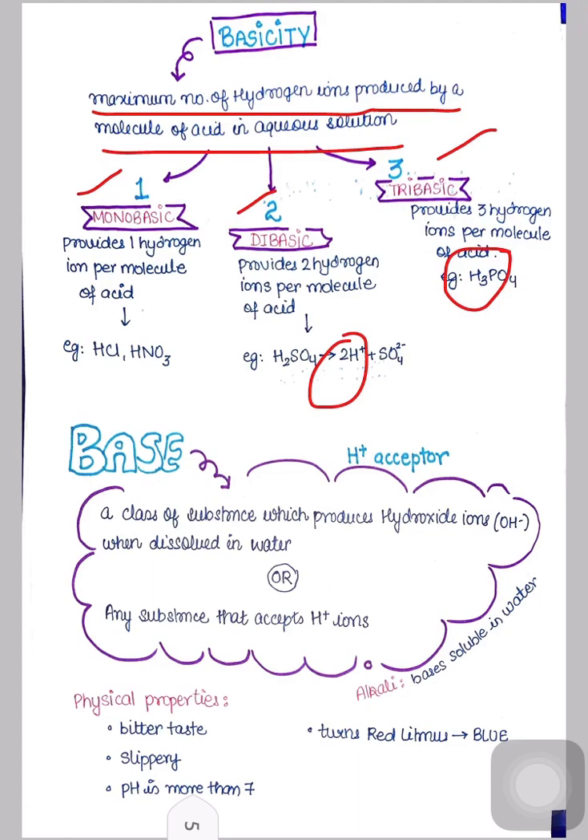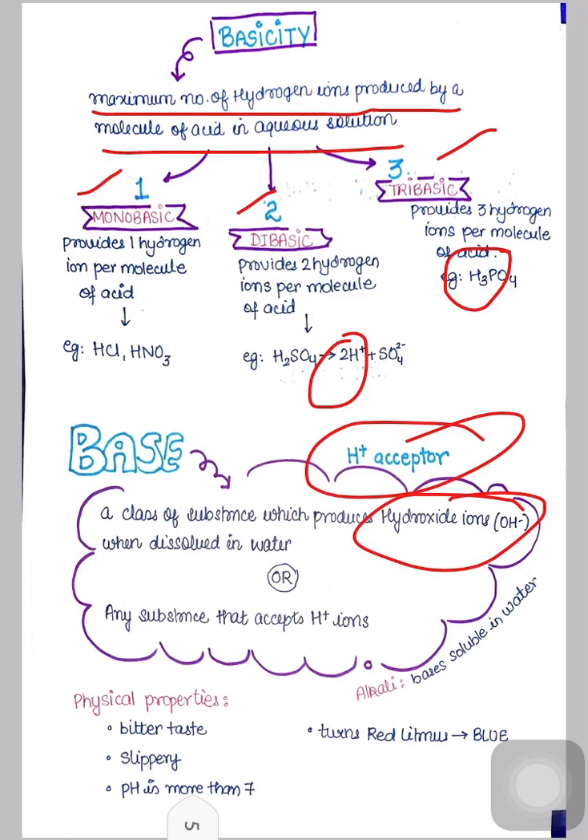So next we have bases. Just like acids, they dissociate to give you ions. Bases are the substances which produce hydroxide ions, that is OH negative ions, when dissolved in water. Another definition could be any substance that accepts H positive ions. As we know, acids were called proton donors, bases are called proton acceptors or H positive ion acceptors.